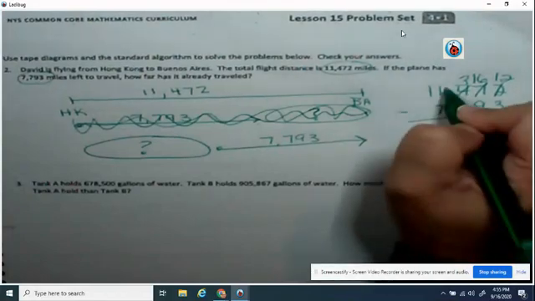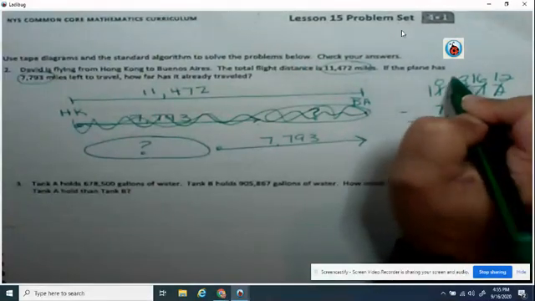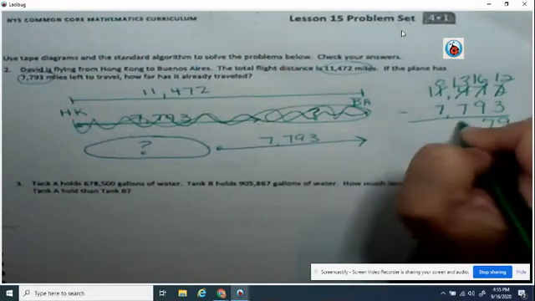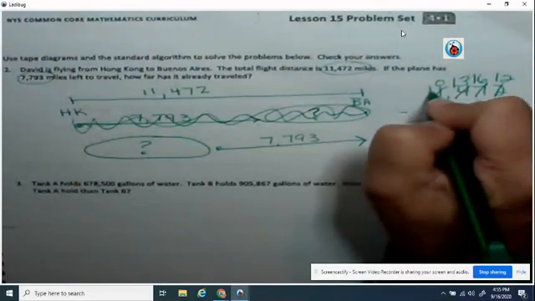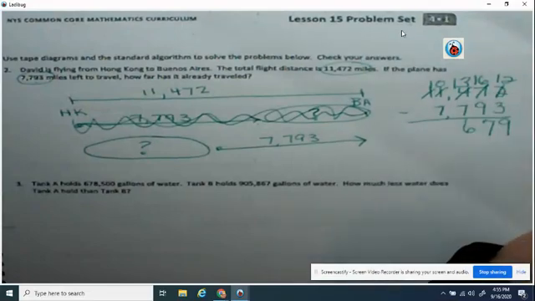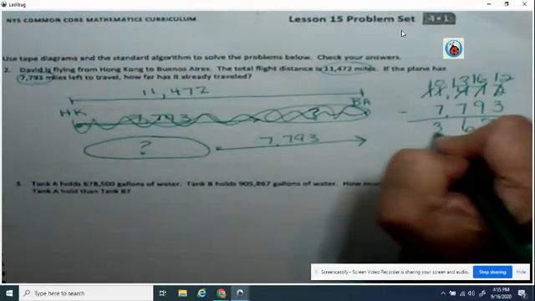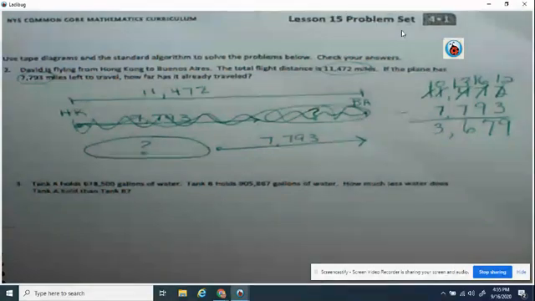3 minus 7 I cannot do. Now we have 13 minus 7. 13 minus 7 is 6. 0 minus 7 I cannot do. Now we have 10. 10 minus 7 is 3.